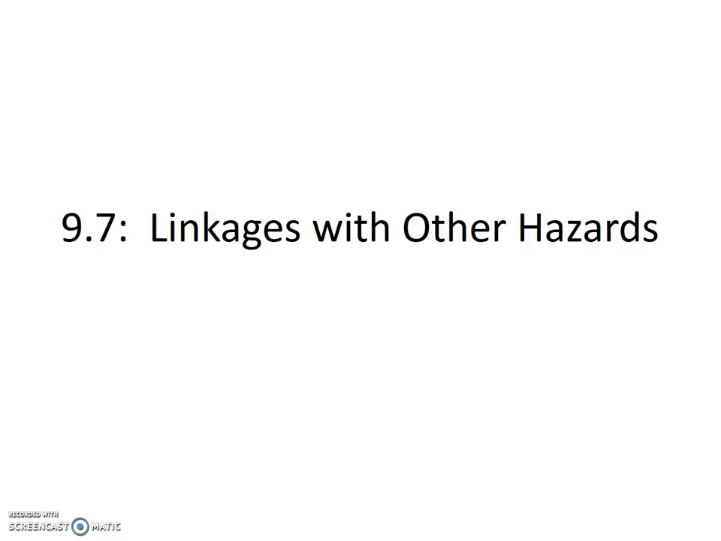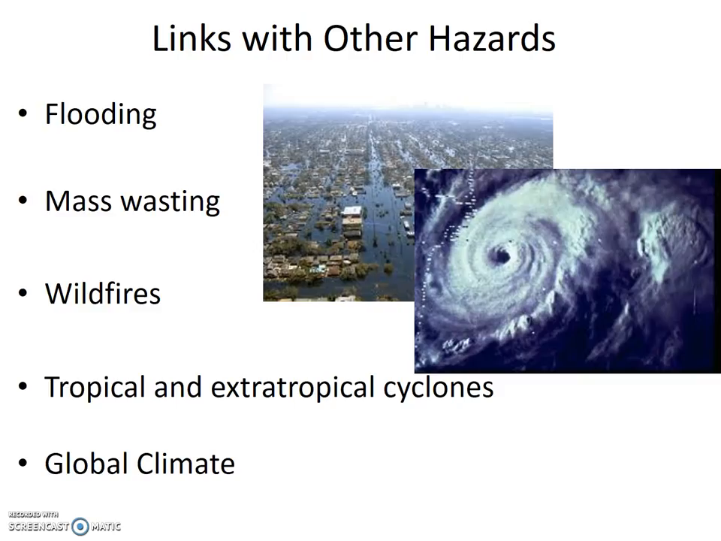9.7. Linkages with other hazards. Severe weather can cause a bunch of other hazards such as flooding, mass wasting, wildfires, and tropical and extratropical cyclones. Can you think of more? There are more. The pictures are of a flood and a cyclone.